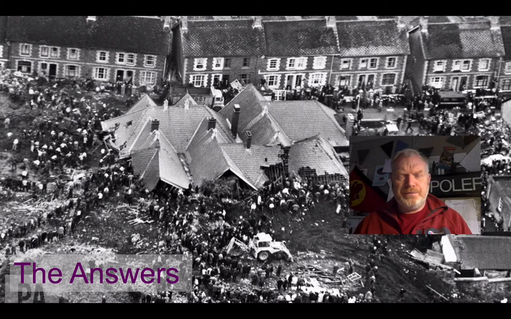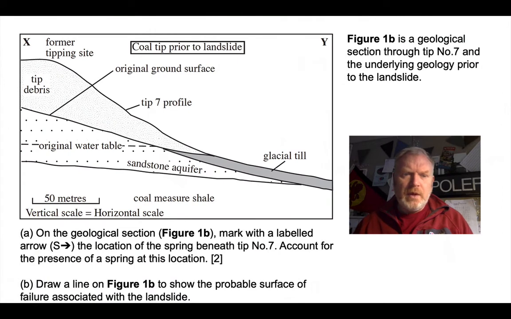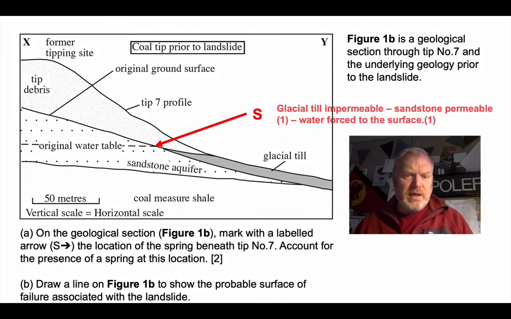Okay then, let's have a look at some answers. First question asks you to look for the location of a spring. Now the spring is located here. You can see where the water table reaches the original ground surface. That's where we're going to find the spring.